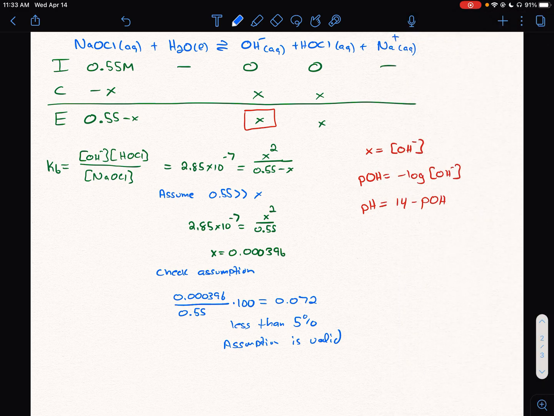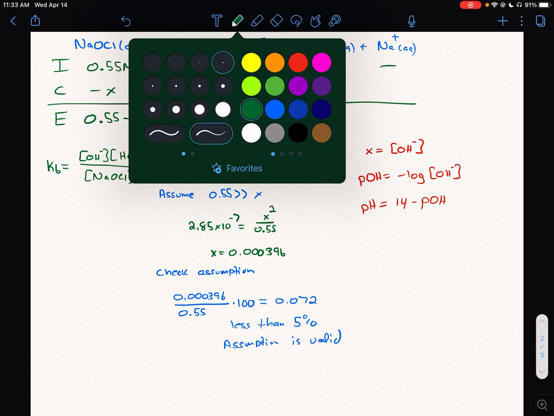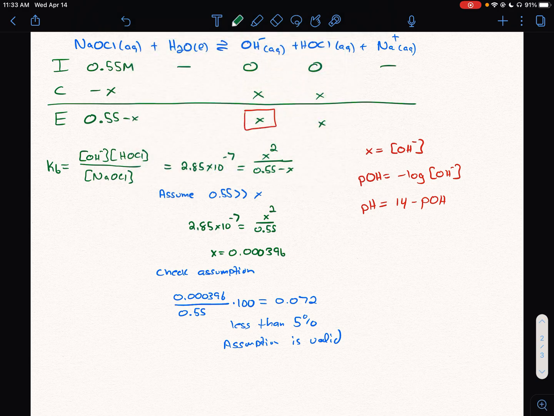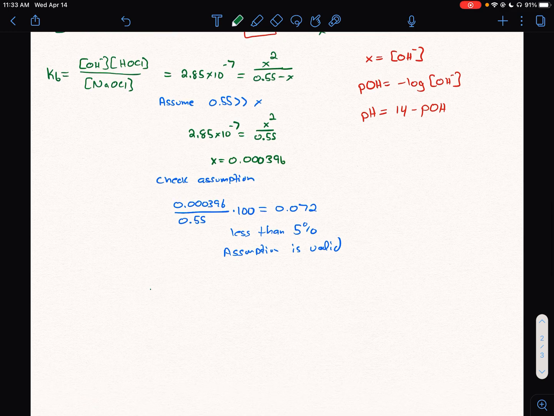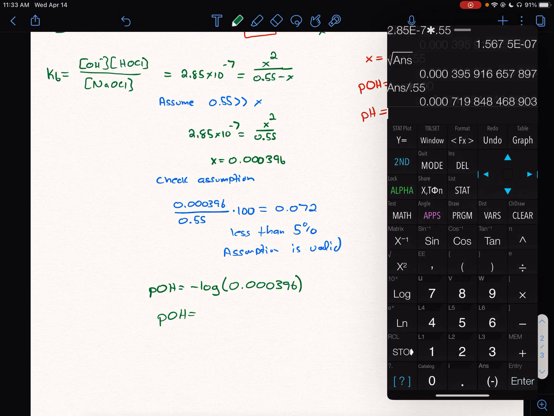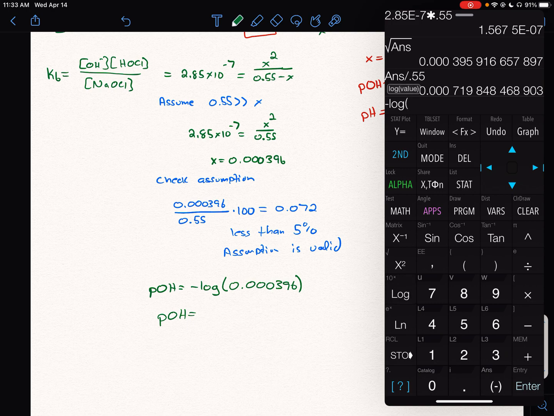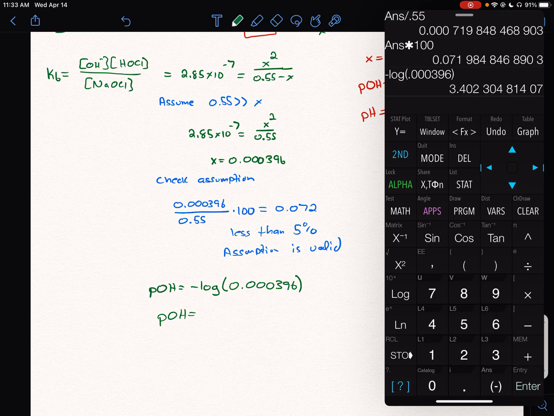So we now know what X is, and we said X is the concentration of hydroxide. So now we can come down and solve for our pOH, which equals negative log of our hydroxide concentration, which we now know to be 0.000396. I'll pull up the calculator again. We get negative log 0.000396, equals, and the pOH equals 3.40.